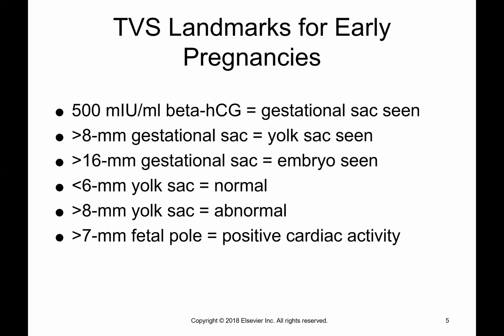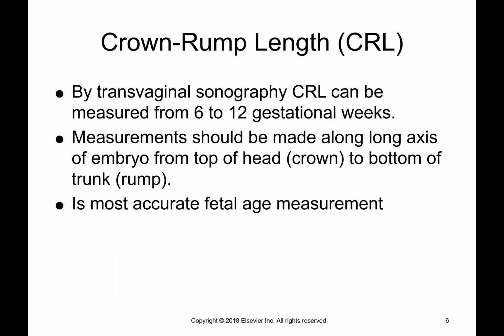A yolk sac that's less than 6 millimeters is considered normal. If it's greater than 8 millimeters, it's considered abnormal and is usually at an increased risk for chromosomal defect. And if you have a fetal pole that's greater than 7 millimeters, you should have positive cardiac activity. So around 6 to 12 weeks, or some people do 6 to 14 weeks, because 14 weeks is the first day of your second trimester, excuse me, 13 weeks, 6 days.